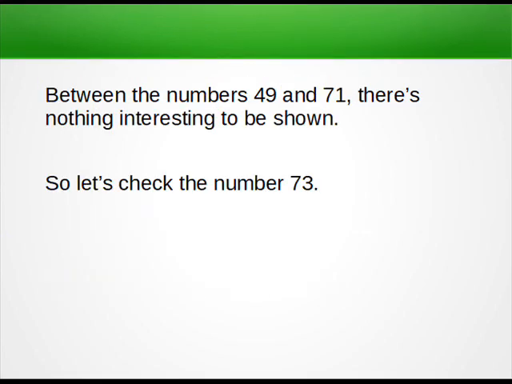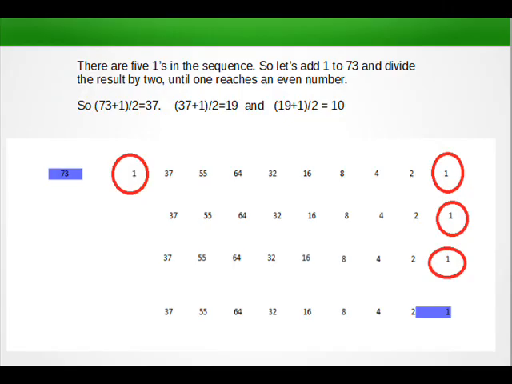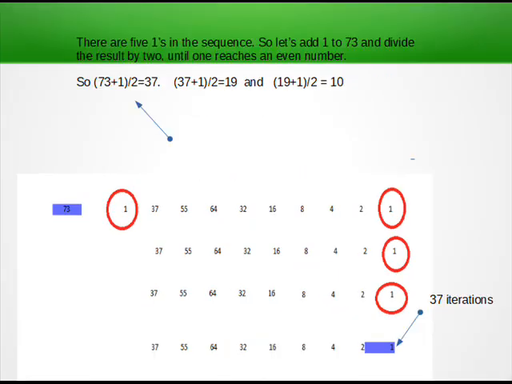Between the numbers 49 and 71, there's nothing interesting to be shown, so let's check the number 73. There are 5 ones in the sequence, so let's add 1 to 73, divide the result by 2 until it reaches an even number. So 73 plus 1 over 2 equals 37. The 37th iteration equals 1, so it's okay.